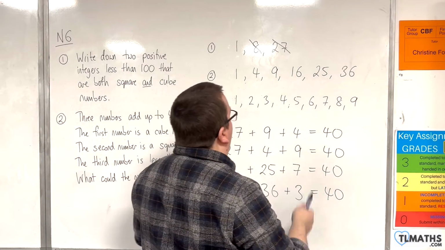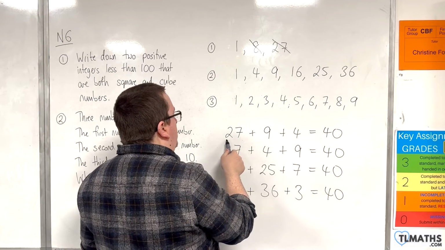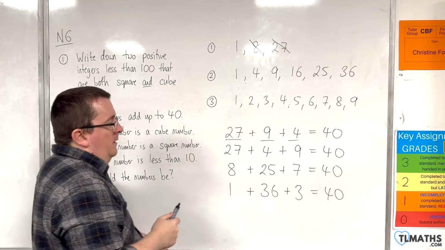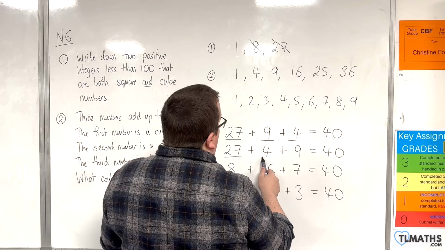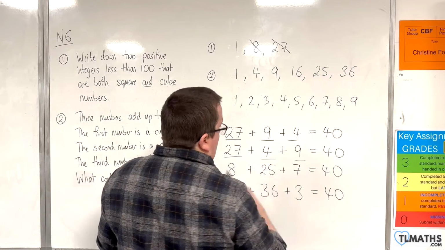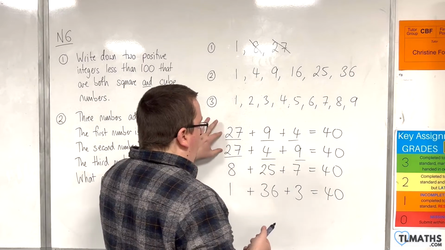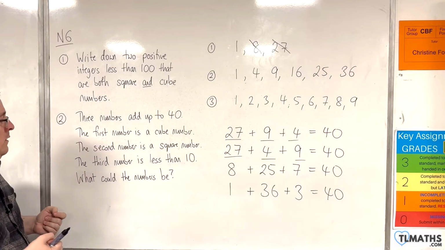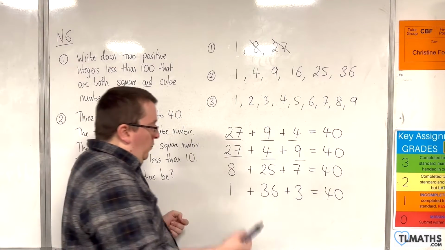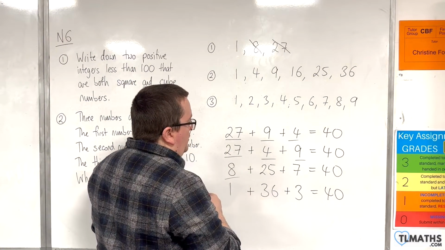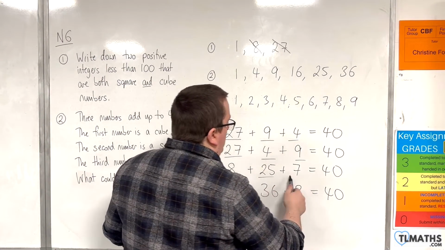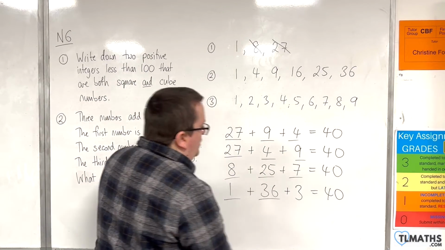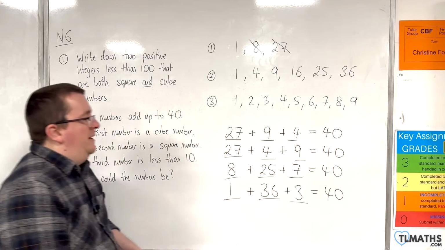So here are the ways. So we could have the cube number 27 plus the square number 9 plus 4, which is less than 10. Or we could have the cube number 27 plus the square number 4 plus 9, which is less than 10. Okay. Again, you could see those as interchangeable or maybe the same. It's really up to you. Or you could have 8, which is a cube number, plus 25, which is a square number, plus 7, which is less than 10. Or you can have 1, which is a cube number, 36, which is a square number, and 3 is less than 10.